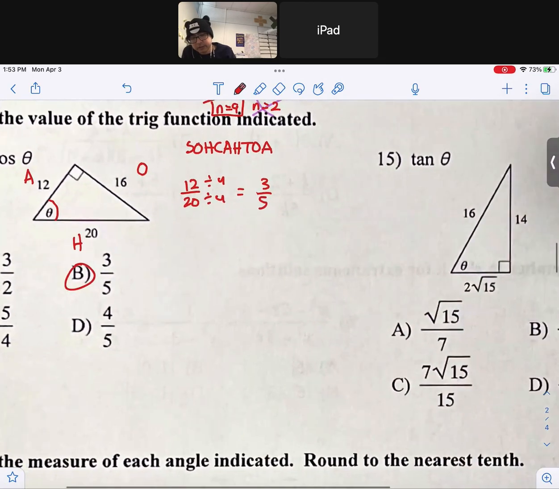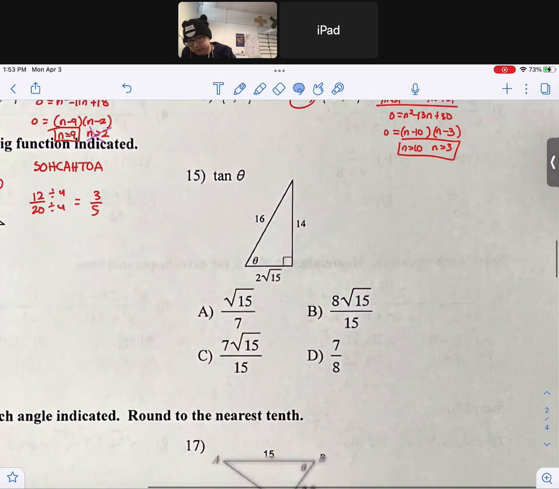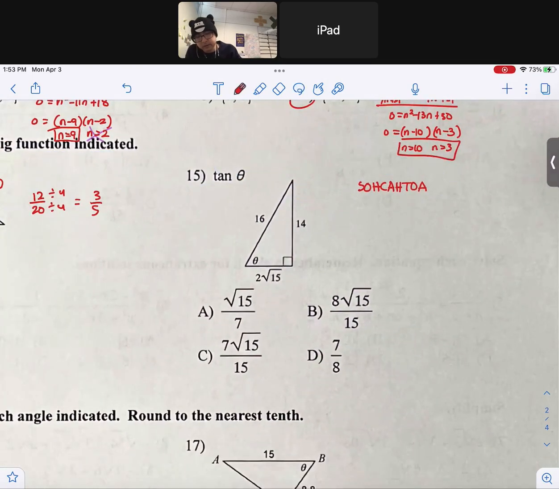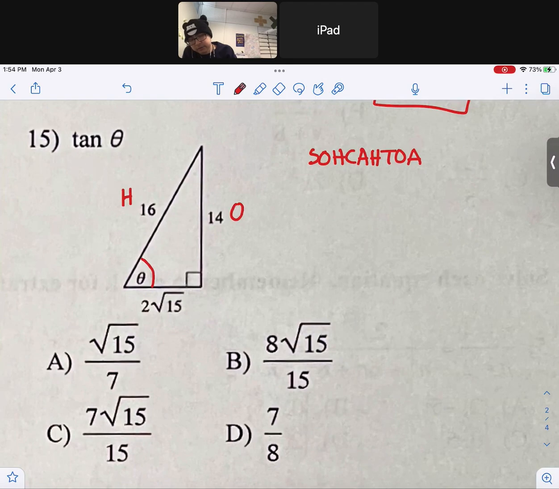So here, you guys just got to utilize your SOHCAHTOA. I'm going to drag this along with us. We got to identify what's our opposite, hypotenuse, and adjacent. In the perspective of this angle, the furthest side length is the opposite. The one across from 90 is the hypotenuse, and the one next to the angle is adjacent. Since we're using tangent, it's opposite over adjacent, so 14 over 2 rad 15.